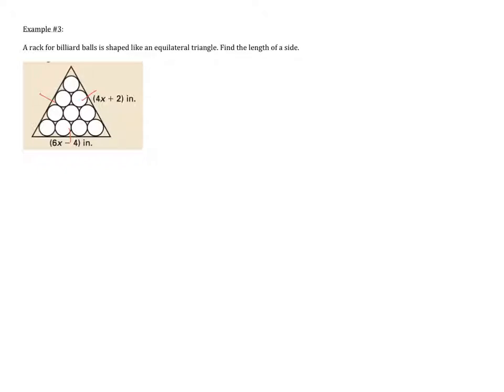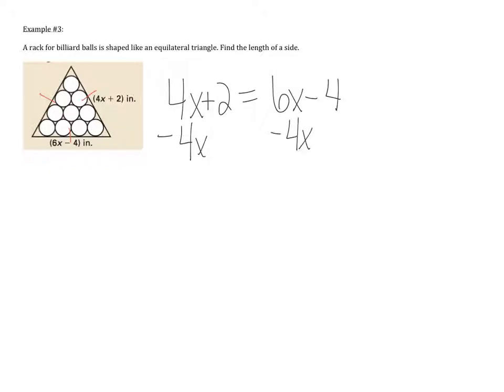I'm given 2 sides as 4x plus 2 and the other is 6x minus 4. Again, knowing that all of the sides are congruent, I know that 6x minus 4 would be equal to 4x plus 2. So that's how I'll start out my equation. 4x plus 2 equals 6x minus 4.